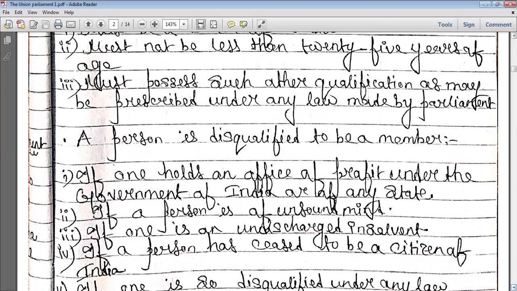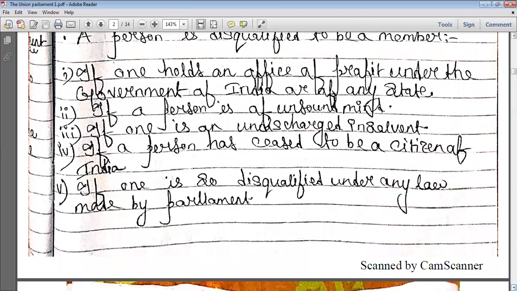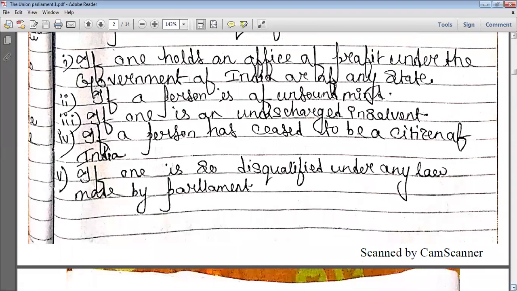According to the rules and regulations of the parliament, a person must possess the qualification which is necessary to be a member of the Lok Sabha. A person can be disqualified if one holds an office of profit under the government of India or any of the states. So if a person holds two offices together, then that person gets disqualified.